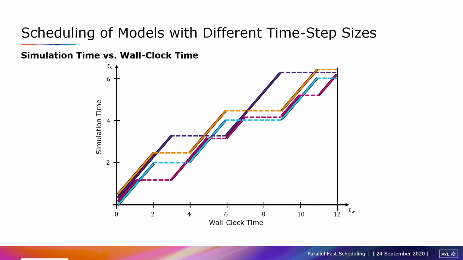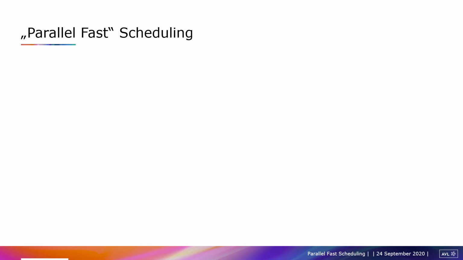Compared with the simulation time, we can see that for 6 seconds in simulation, the entire co-simulation takes 12 seconds, despite an assumed real-time factor of 1 for all of the submodels. The simulation takes twice as long due to the scattering of the submodels with different coupling step sizes. The question is, can we do that better? The short answer is yes, with parallel fast scattering.